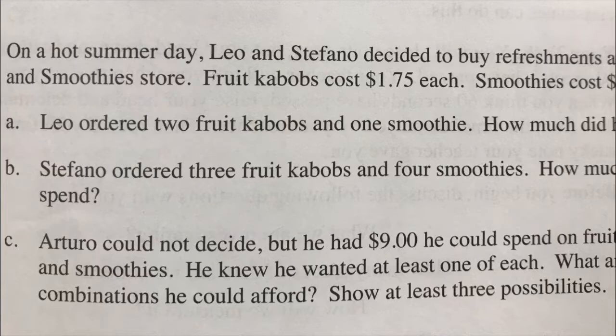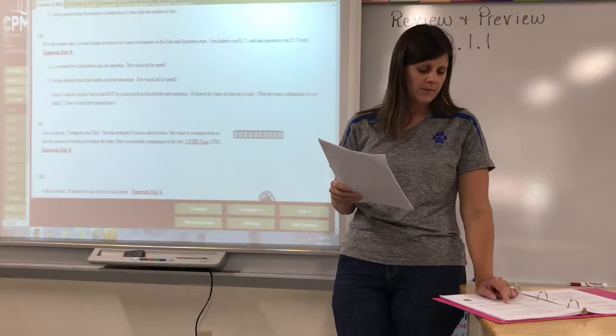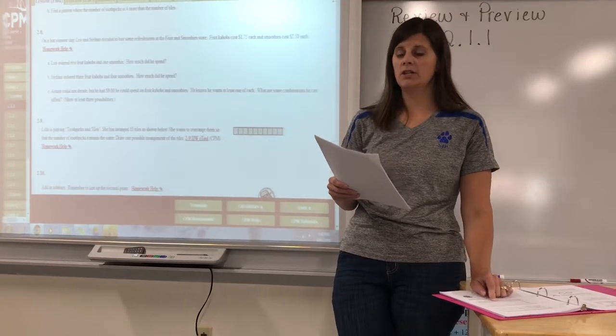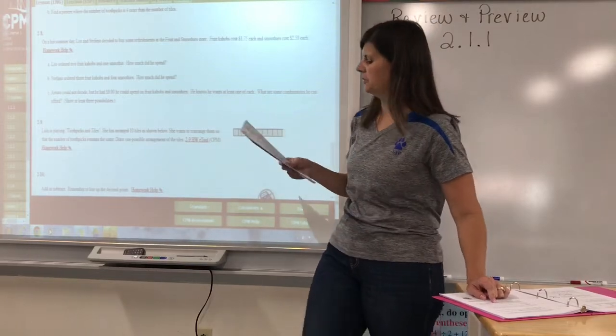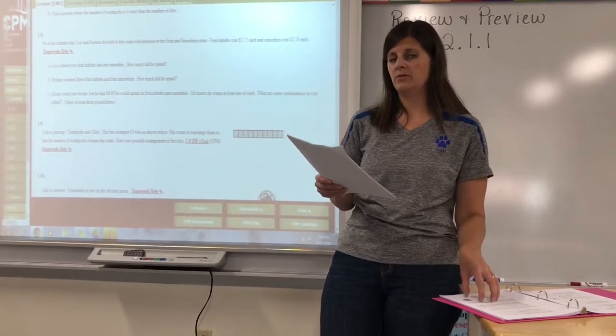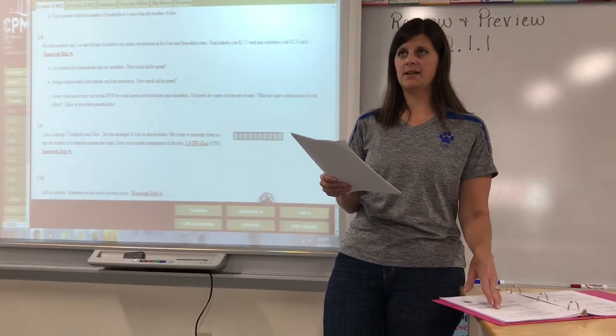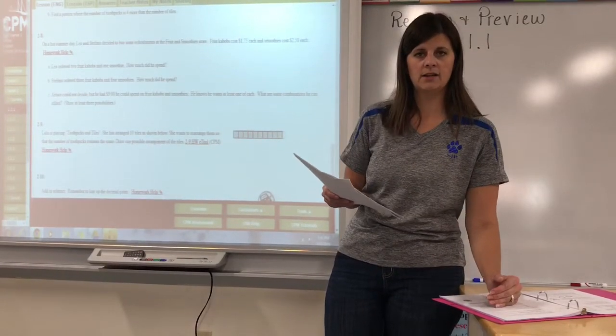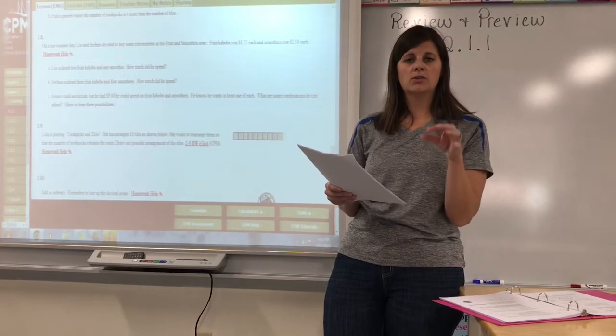But part C says that he couldn't decide. He's got $9 he can spend, and he knows he wants to get at least one of each. It asks you for some different combinations, and it asks you specifically for 3 possibilities. So one thing to remember that sometimes people get confused on, it doesn't say he has to spend exactly $9. It says he has $9 to spend.